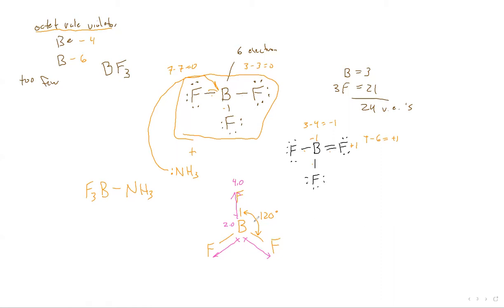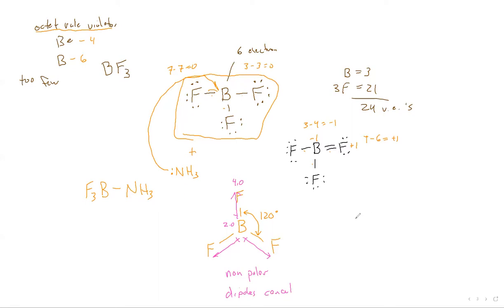So BF3, even though fluorine is a lot more electronegative than boron, these dipoles are going to cancel. You can look at it in the Cartesian coordinate system. This is pulling in the positive y, and these two are going to cancel in the negative y. And this is kind of pulling in the positive x, and this is going to cancel in the negative x. So BF3 is non-polar because the dipoles cancel. And why do they cancel? Because of the high symmetry.